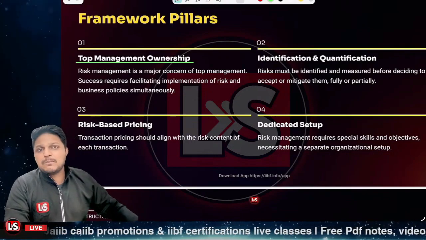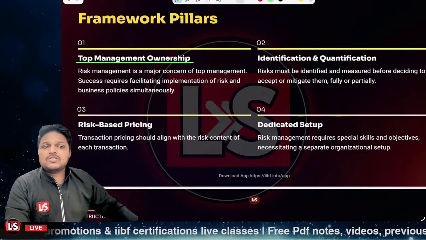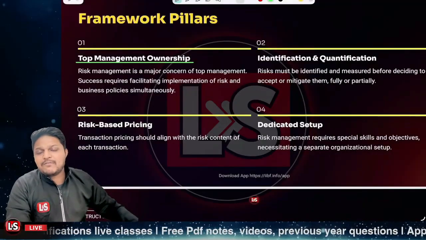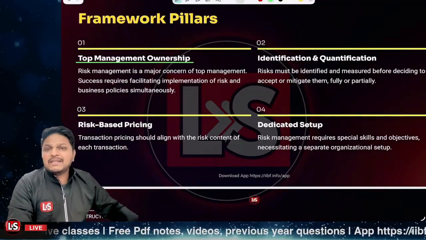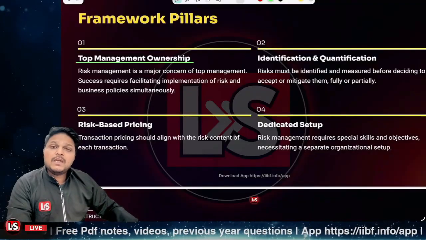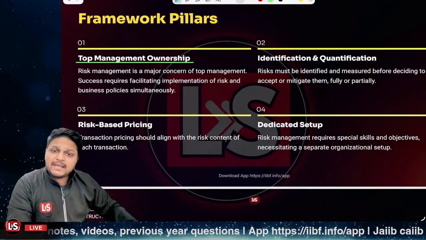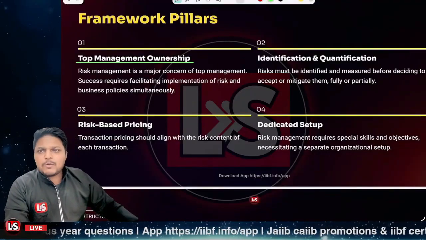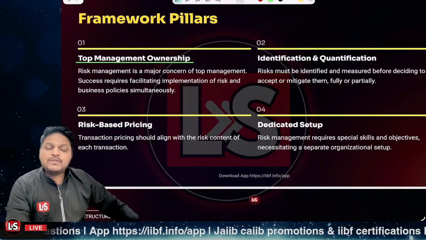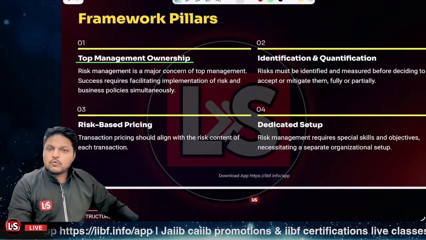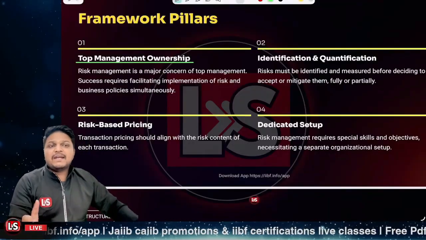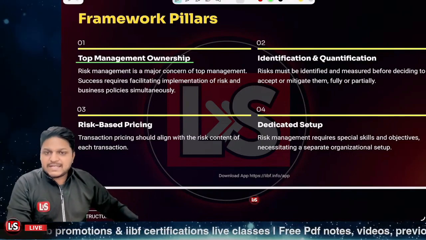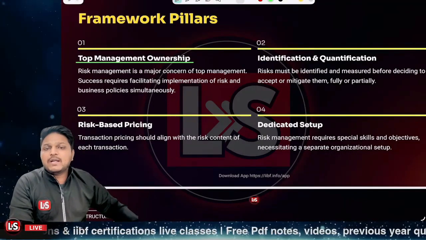The second most important thing is identification and quantification. Identification is very much required, because only when you identify the risks can you quantify them, and only then will you try to mitigate the risk. We cannot quantify the risk directly. First of all, we have to identify the risk. One is to identify, second is to quantify, and after that you try to mitigate that particular risk. That is identification and quantification.